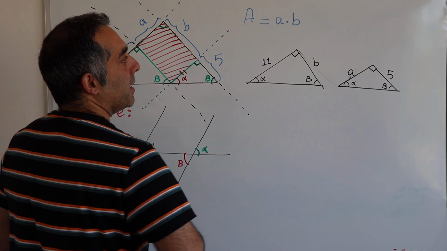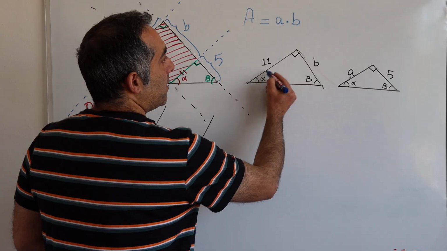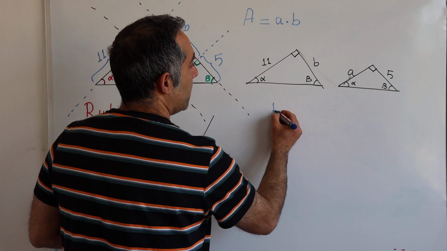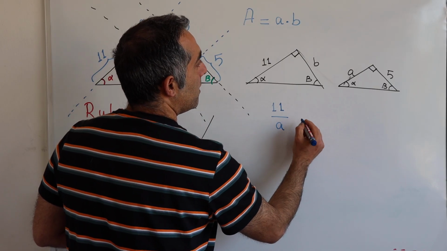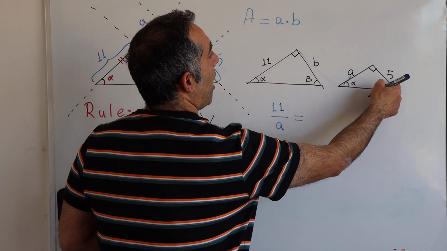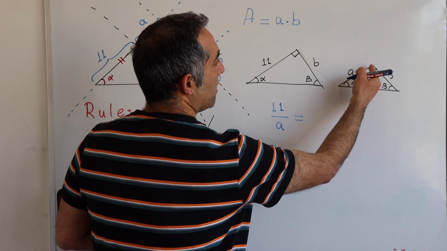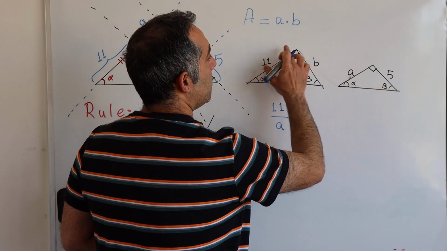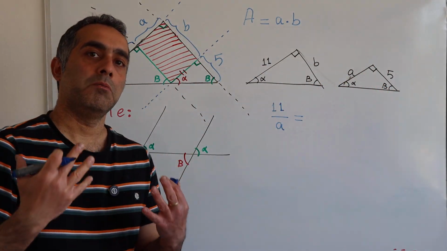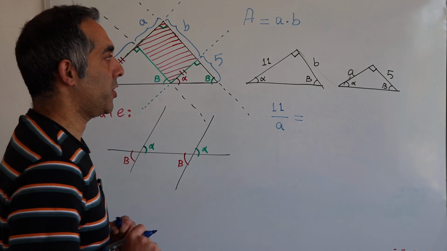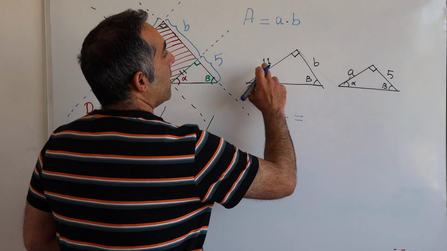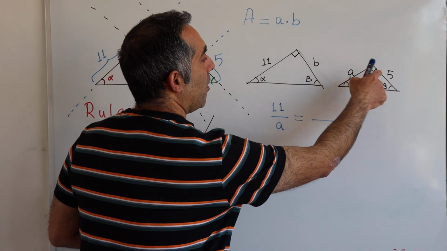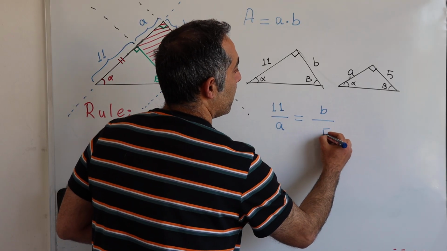Same ratio means, for example, 11 over A is equal to 5 over B, because this triangle has three sides, but the similar sides have the same ratio. 11 over A is equal to B over 5.